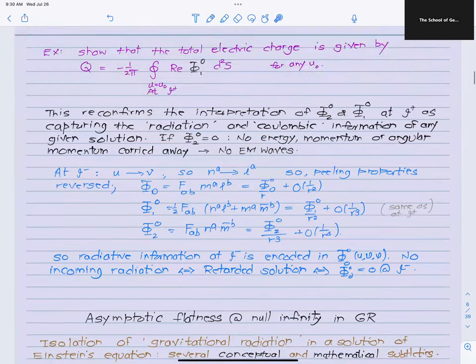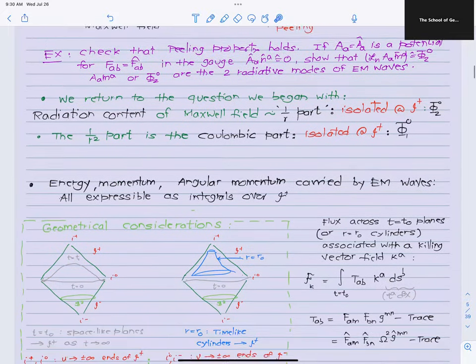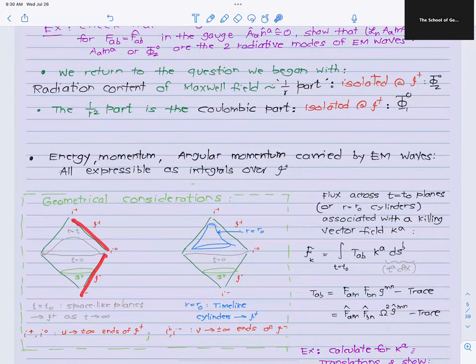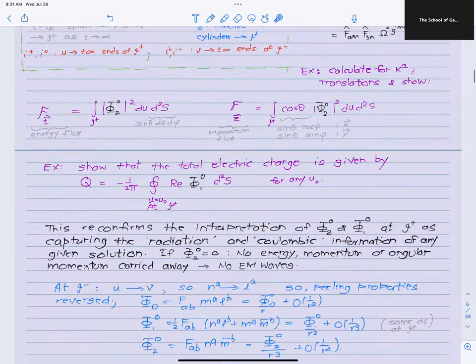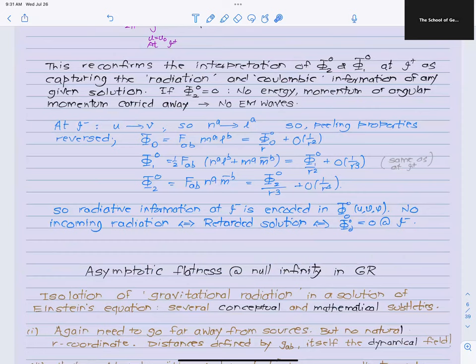Similarly, we can do the same thing at scri minus. I did everything here at scri plus up here, but I can do the same thing at scri minus. I can again take t equal to constant surfaces and take the limit. In that case, you will find that the peeling properties are kind of reversed, because N and L are interchanged when you take u goes to v. Therefore, the radiative part is in M times L instead of M times N. And the Coulombic part, however, is still L N, the same thing. So it's the same as scri plus, but this is different.